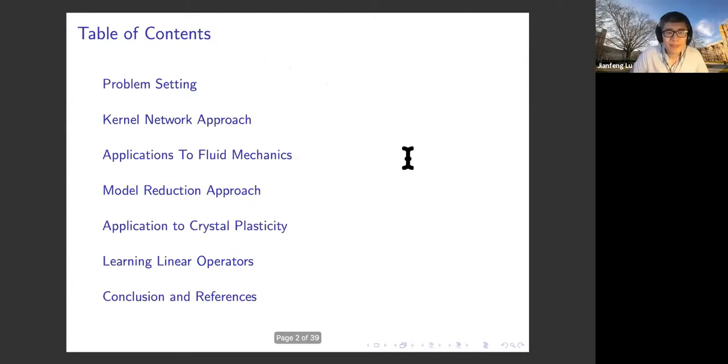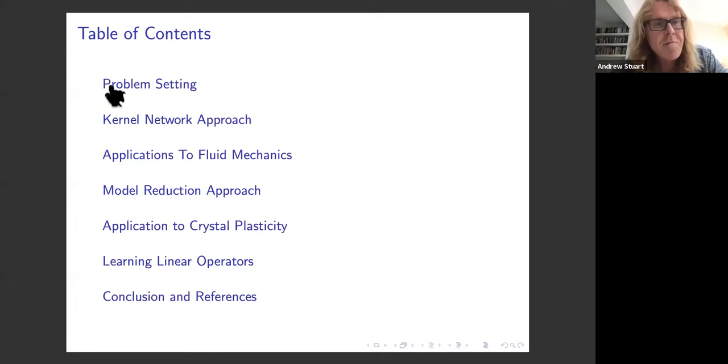Yes. Okay. So I'll start by describing the problem setting. I'm going to describe two methodologies. One I'll call the kernel network approach, which I will try and relate to standard neural networks. And within this context, I'll describe applications to fluid mechanics. And then the second broad class of methods I'll describe are based on model reduction. And I'll explain that methodology, some theory, and application to a problem in homogenization from plasticity.